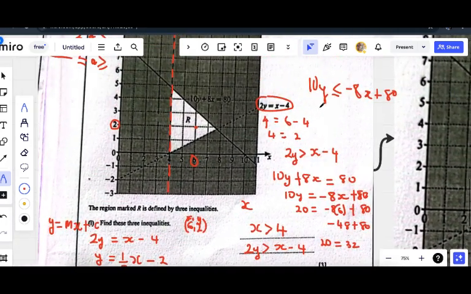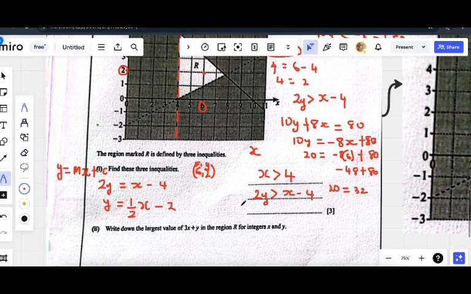Okay, so we can just write it this way. You say 10y is lesser than or equal to minus 8x plus 80. Why do we add equal to it? Because it's a solid line. So we write this one here like this, and we get our 3 marks for this inequality. So that's how this one goes.